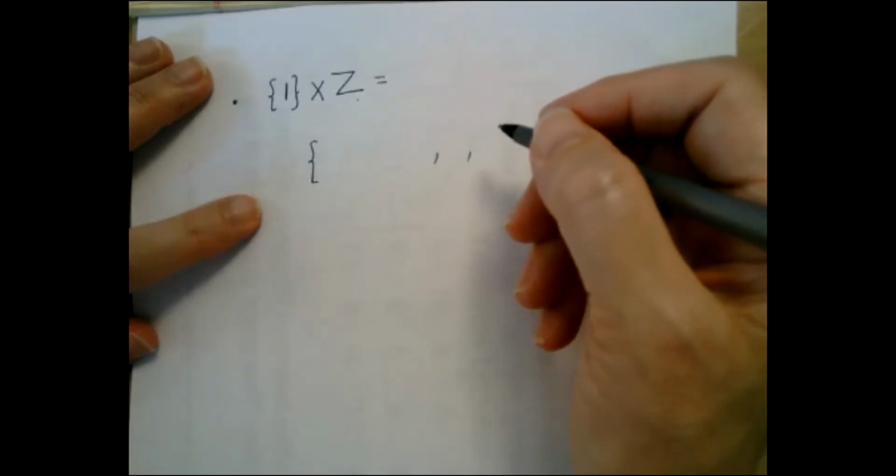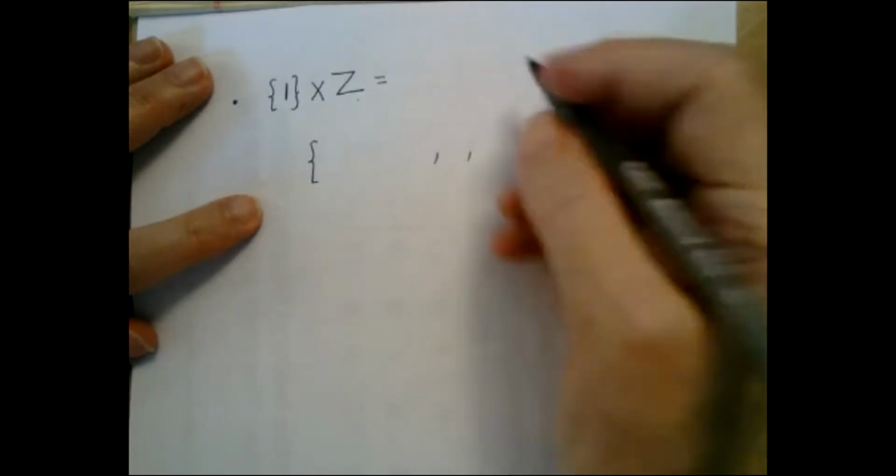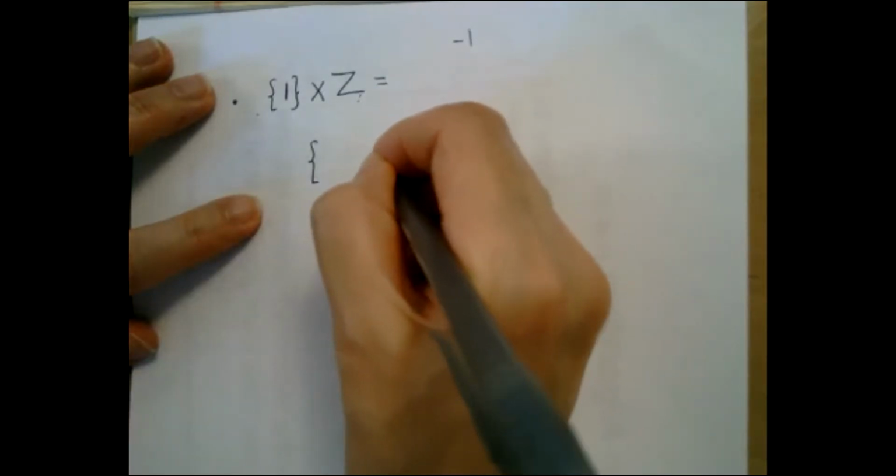Tim, are you with me? Yeah, -1. -1, is this an element in the Cartesian product? Oh, I'm sorry, 1 -1. Because every element is an ordered pair. That's correct. Who can give me another one?